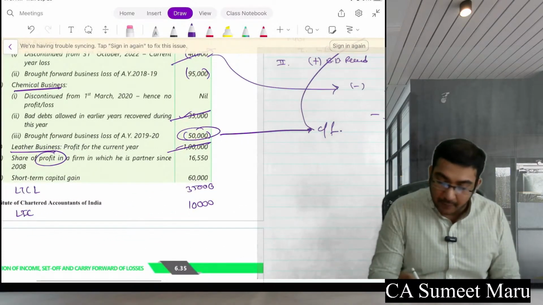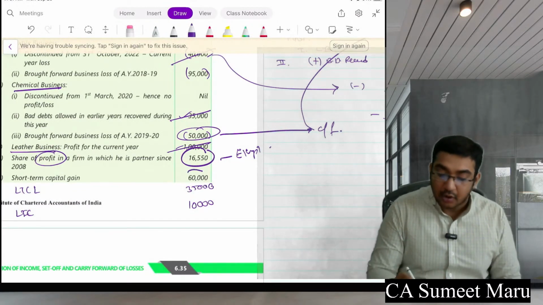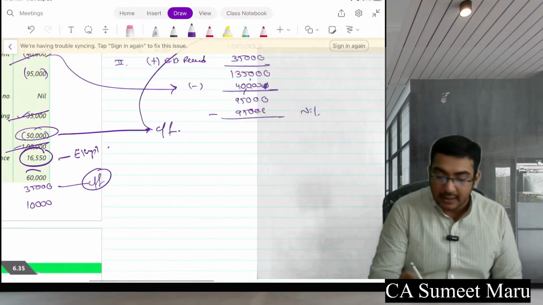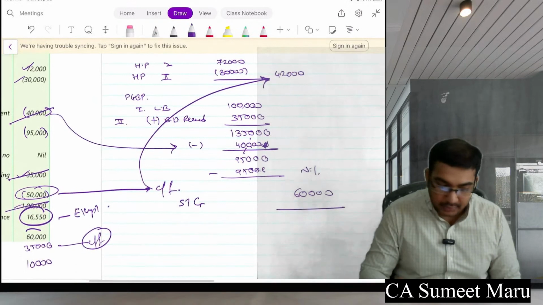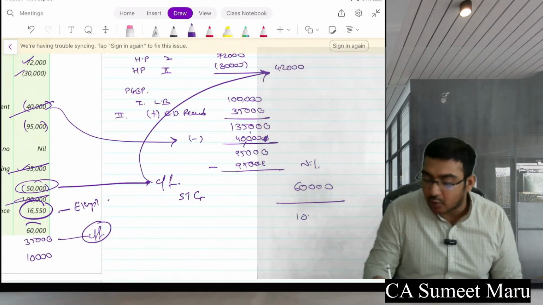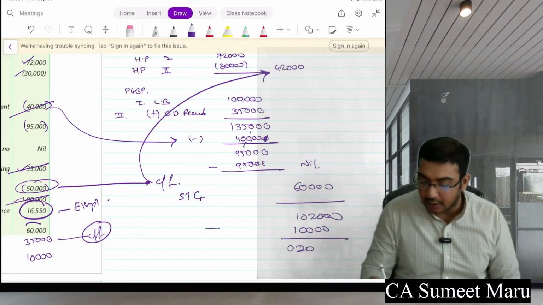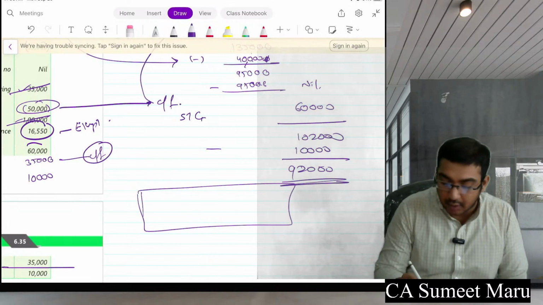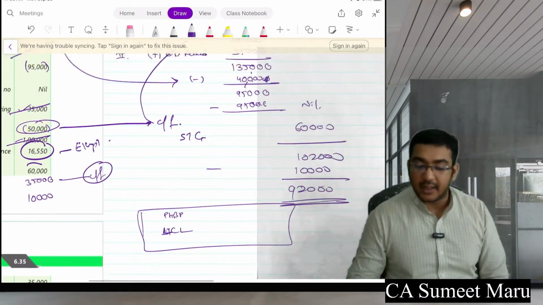Further, share of profit in a firm is exempt, right? And short-term capital gain 60,000, long-term capital loss. Long-term capital loss will also be carried forward. Why? Because that cannot be set off against short-term capital gain, and here short-term capital gain will come as it is, 60,000. So your total GTI becomes 1,02,000, minus 10,000 your LIC premium, and 92,000 is your net total income. Two losses have been carried forward that you will write separately here. One is your PGBP loss, and another is your long-term capital loss. Everyone clear with this solution?